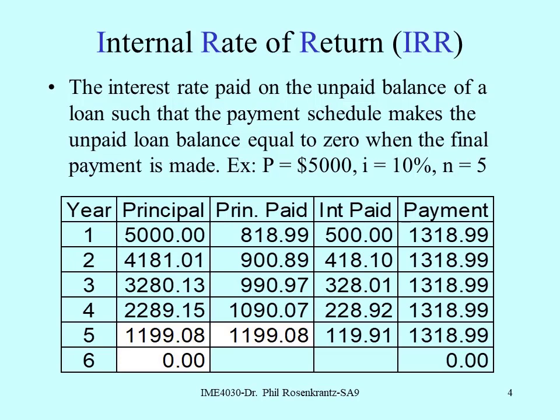You'll notice that in the 5th year, the amount of principal owed is $1,199.08, and in the very last payment, that's exactly how much of that last payment goes toward the principal so that the balance goes to 0. And so i, 10%, is the rate of return that makes that happen. Okay, let's go to slide number 5.